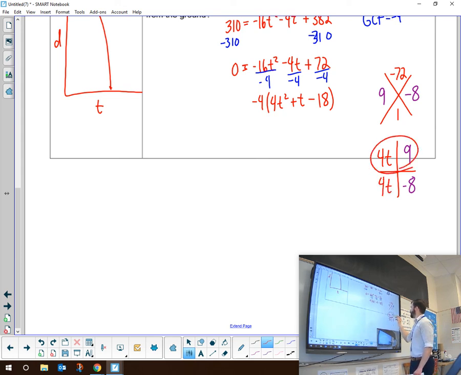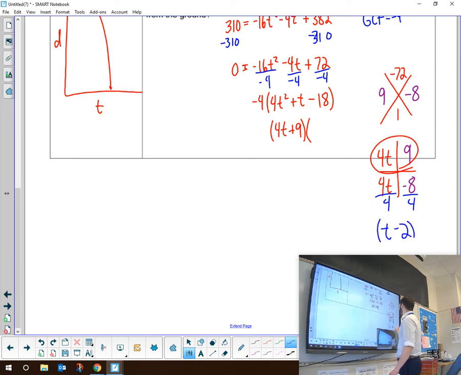This first one cannot reduce. That's going to be my first factor, 4t plus 9. My second factor can reduce. We can divide both of these by 4 and get it to t minus 2. So that's my next one, t minus 2. So we're going to have 0 equals negative 4 times 4t plus 9 times t minus 2. We're going to set both of these equal to 0 and solve.